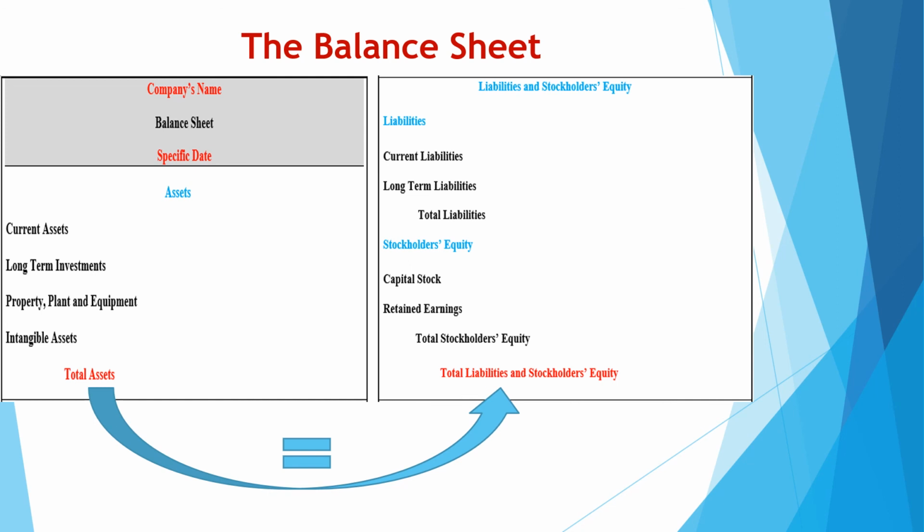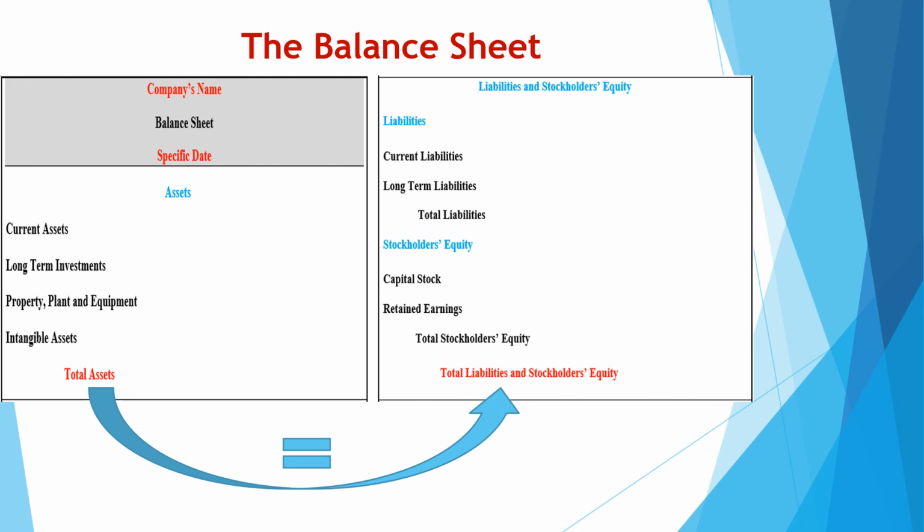Let's start with the first section of the balance sheet, which is the assets. Actually, the balance sheet is divided into two sections. The first section is assets, and the second section is liabilities and stockholders' equity. In the assets section, we list all the asset accounts, for example, current assets, long-term investment, property, plant and equipment, and intangible assets. All accounts under these categories should be listed in the assets section. And finally, we have to find the total assets.